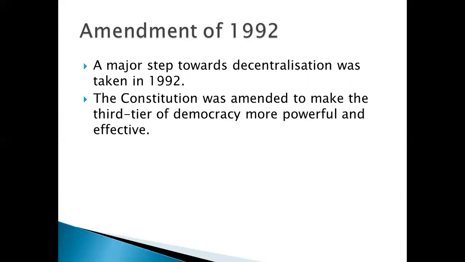So a major step toward decentralization was taken in 1992. The constitution was amended to make the third tier of democracy more powerful and effective. See here carefully that this is written, that the third tier of democracy was made more powerful and effective by this amendment, and not created by this amendment. So these bodies were already existing in India, but they were not so powerful or so effective. So this amendment was actually done to make them more powerful and effective.